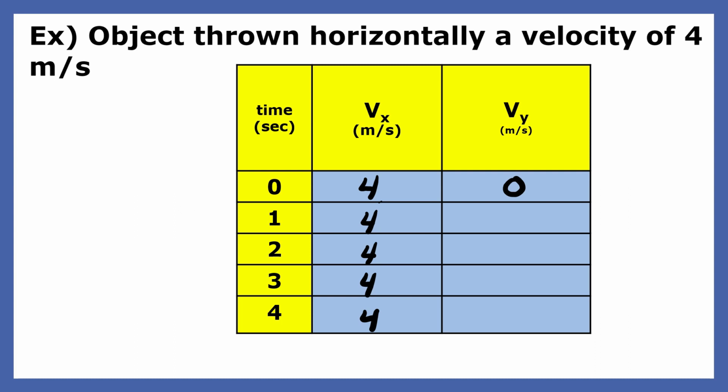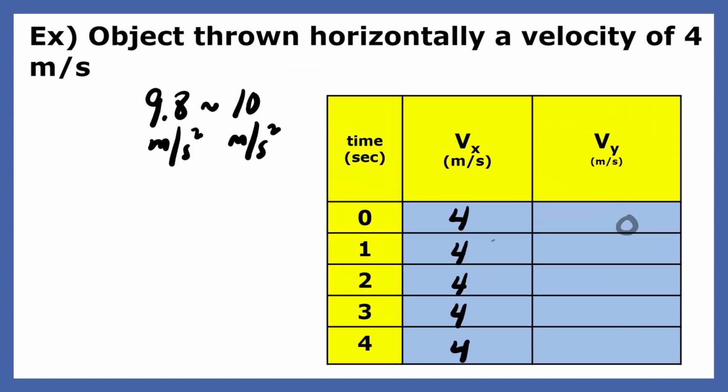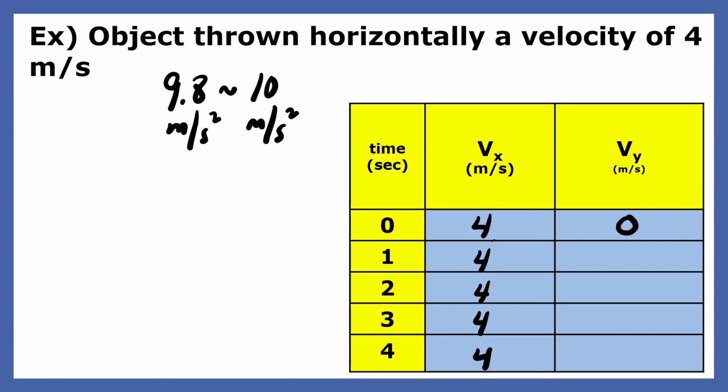To make the math a little easier, I'm going to round off the acceleration due to gravity, which is actually 9.8. I'll make it 10 meters per second squared and show what happens to the vertical velocity of the sphere. So for the 4 seconds the sphere was in the air, the horizontal velocity remained at its initial value of 4 meters per second, and gravity increases the vertical velocity by about 10 meters per second each second.